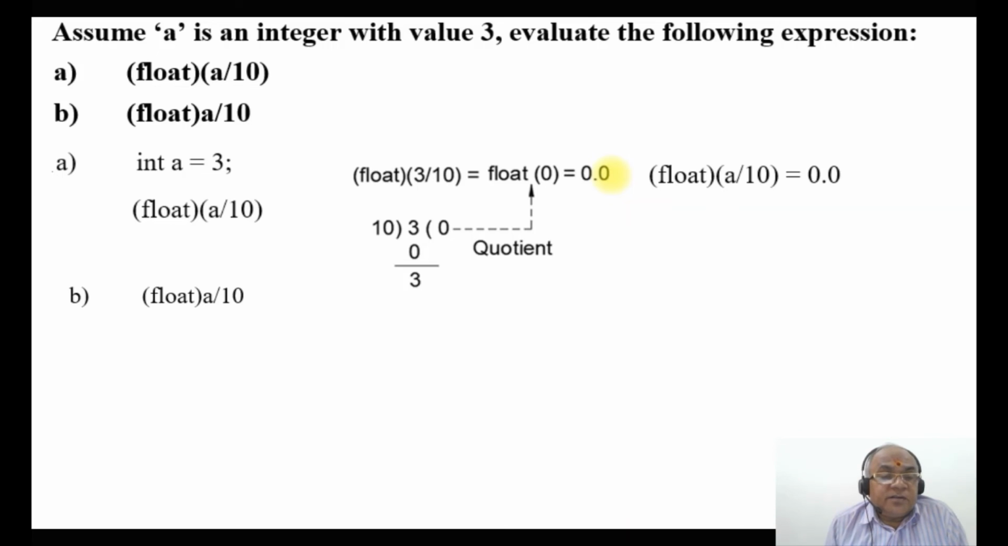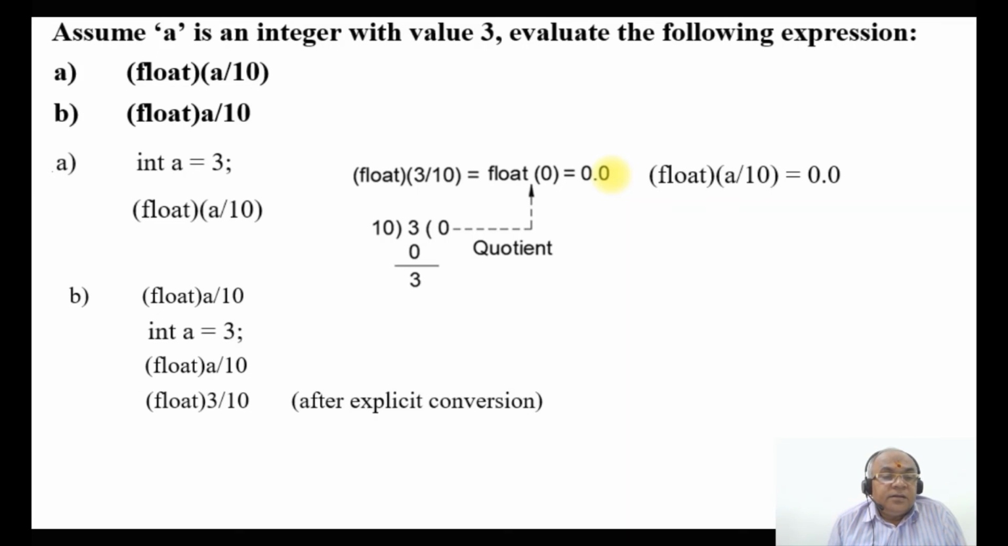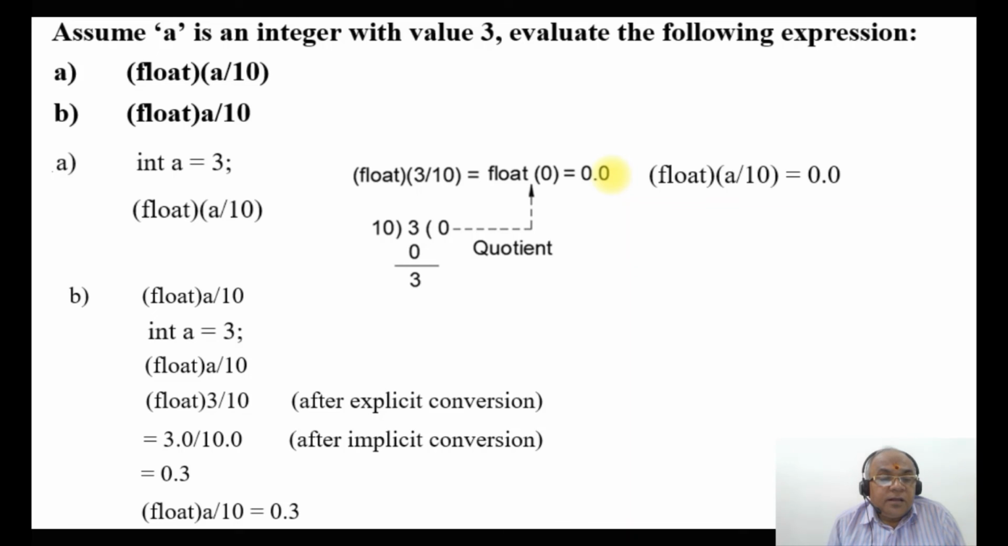Suppose you take the second expression, float a only, which you are converting, divided by 10. Int a is equal to 3. Float a by 10. So float 3 divided by 10 after the explicit conversion, because you are forcibly converting the integer into float. So 3.0 by 10.0. Now you are going to have the conversion factor, which is 10.0. Then what happens? It is equal to 0.3. So float a divided by 10 is going to give you 0.3. So this is how you can explain that.